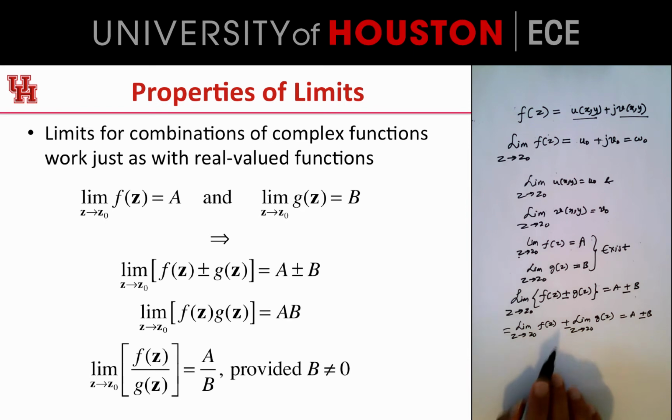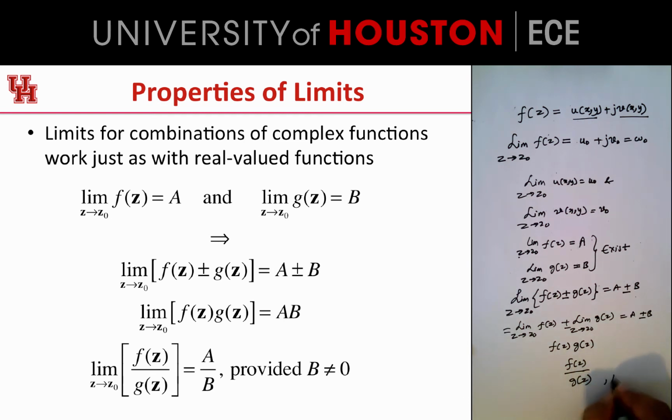So this is also true for f of z times g of z, and f of z divided by g of z, as long as, of course, the limit of g of z, which is b, is not equal to 0. As long as b is not equal to 0, then we can use this. So if we're given complicated functions, and we can identify them as either the sum of a pair of functions whose limits are known, or a product or a ratio, then we can take advantage of these theorems to calculate the limit of the more complicated function.